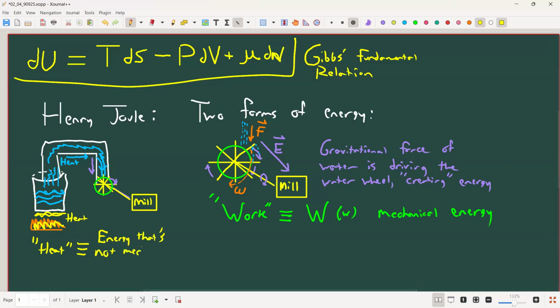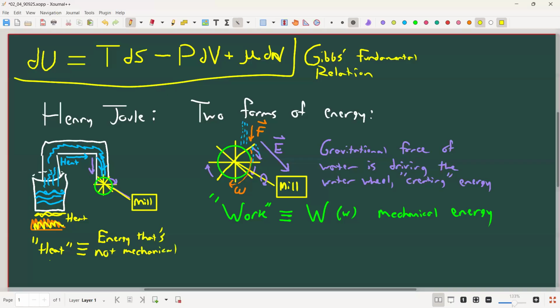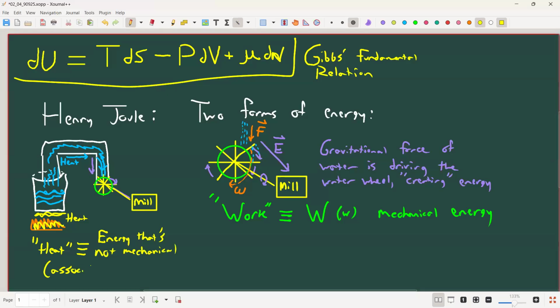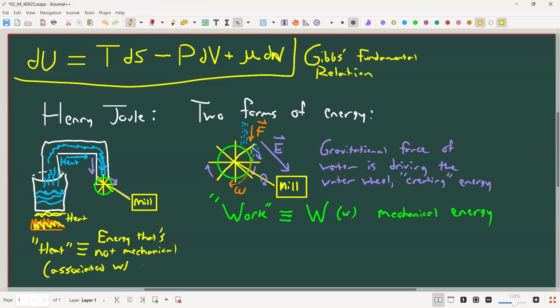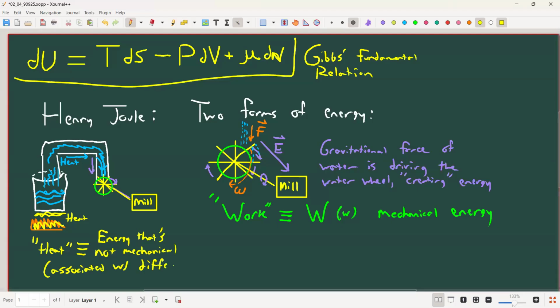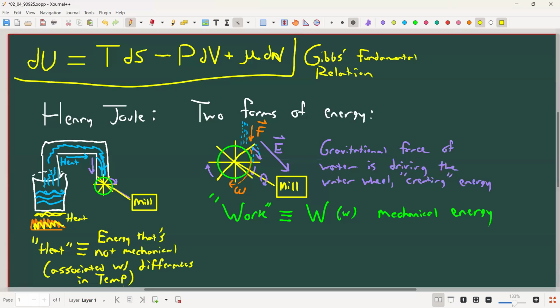Right, and obviously it has to do with some temperature difference, right? It seems to be associated with differences in temperature, hot and cold. You can do work without everything being room temperature, right? This whole system is at the temperature of the water. We're still generating energy through mechanical energy. But here we have some hot water in a cold mill, right? We have some gradient of temperature, and that's causing this heat being generated, and that heat is generating energy, which is driving the mill. So two different types of energy, heat versus work, right?